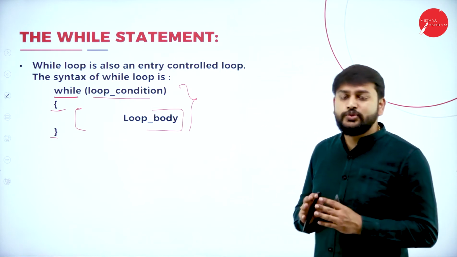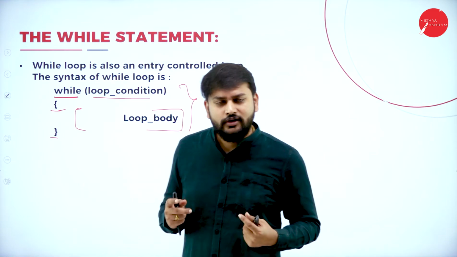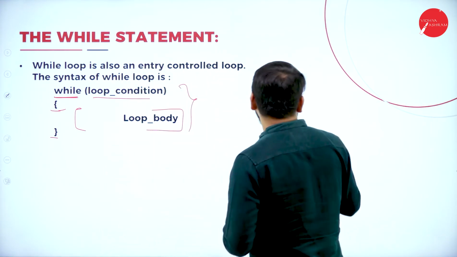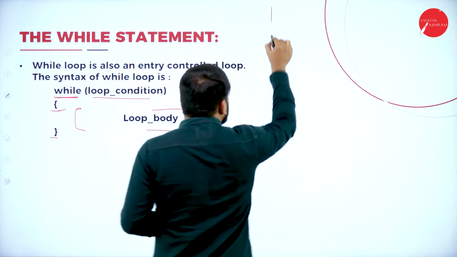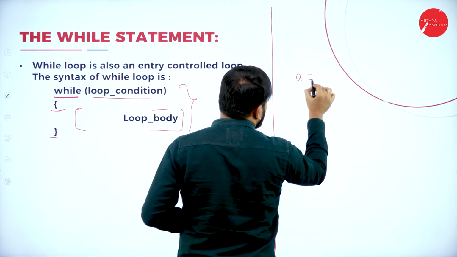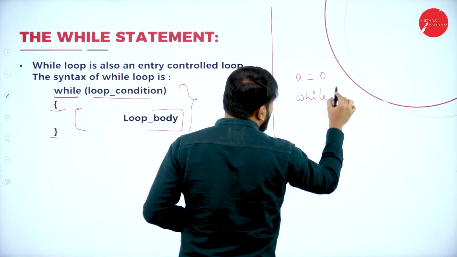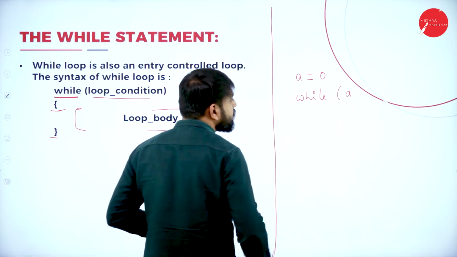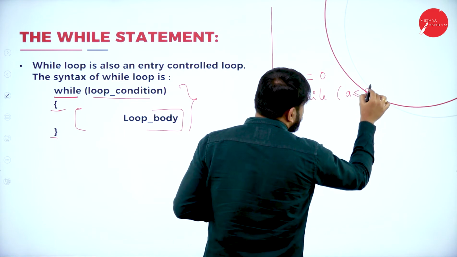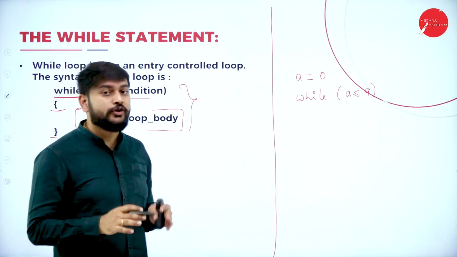Let's understand this with an example now. How do I use this? Where do I use this? Let me write a simple code for all of you. So I have A is equal to 0, while A is less than or equal to 9. While A is less than or equal to 9.